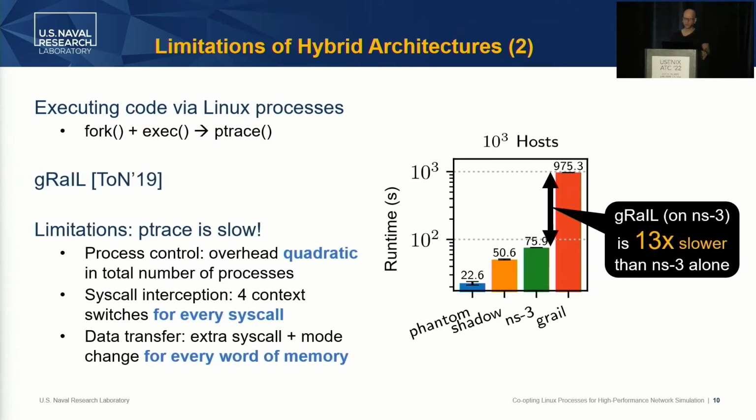The other hybrid architecture is one where the code is run as a standard Linux process using something like fork and exec, and then ptrace, which is a Linux facility, to control the process.